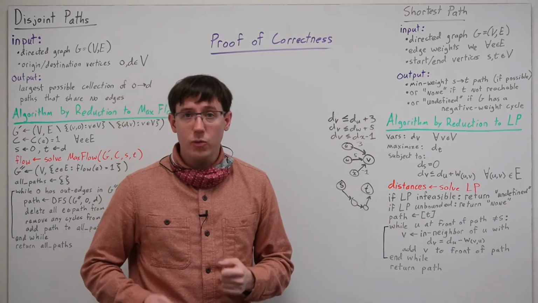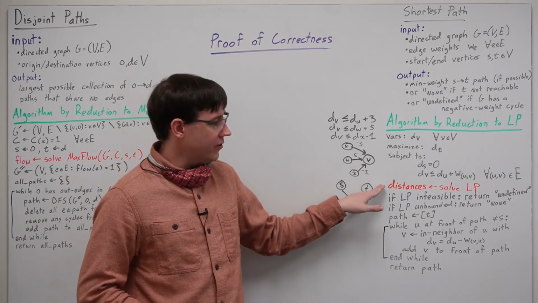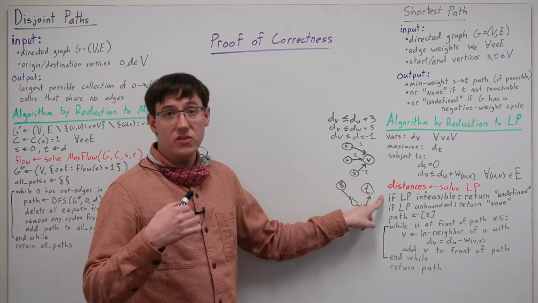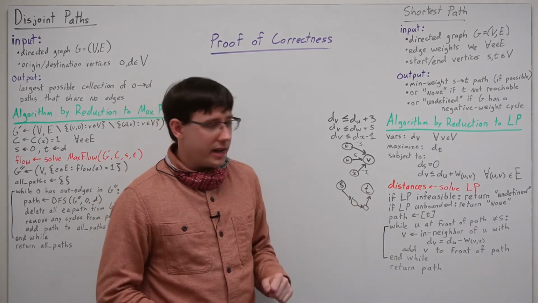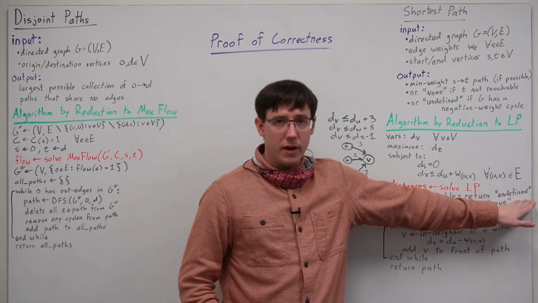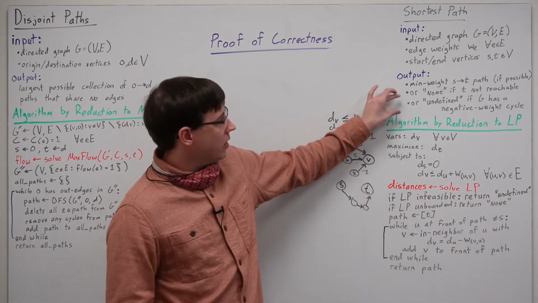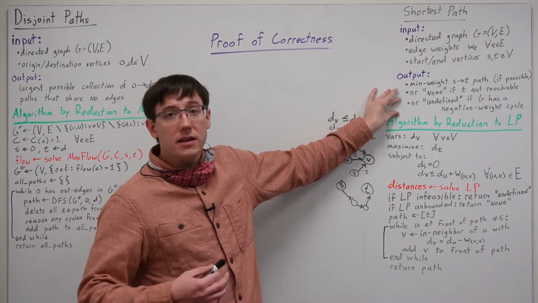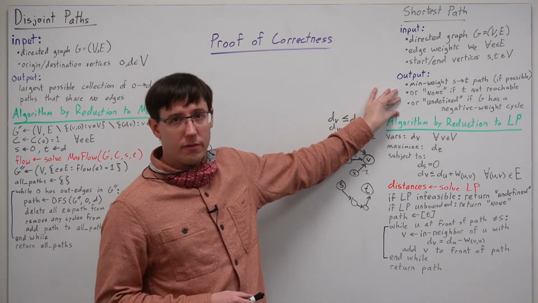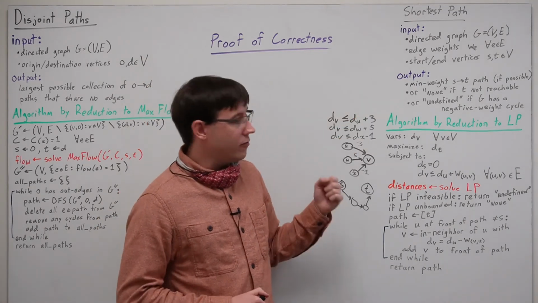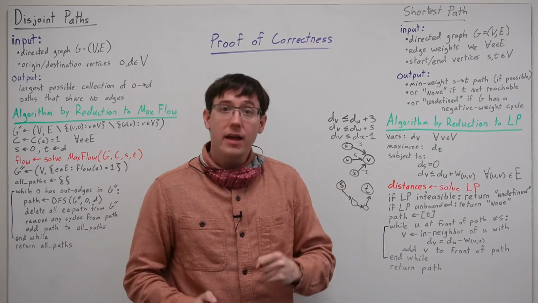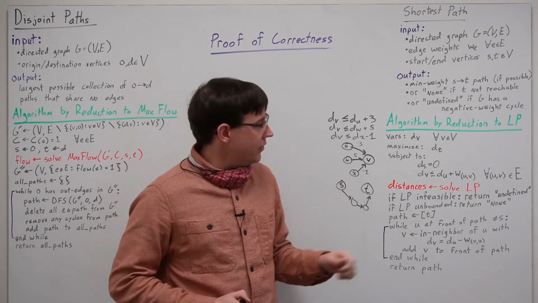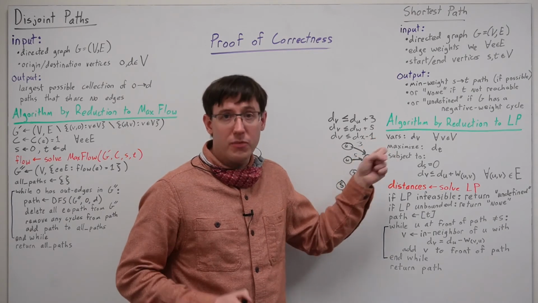But what about the case where our LP solver tells us that the program is infeasible? In that case, we are returning undefined, which means we are concluding that there must be a negative weight cycle in the graph. So let's take a look at a graph with a negative weight cycle and think about why that results in a linear program that is infeasible.